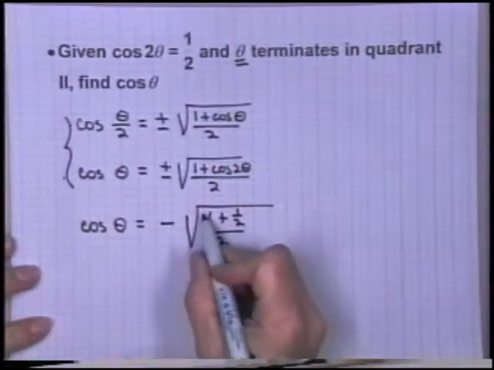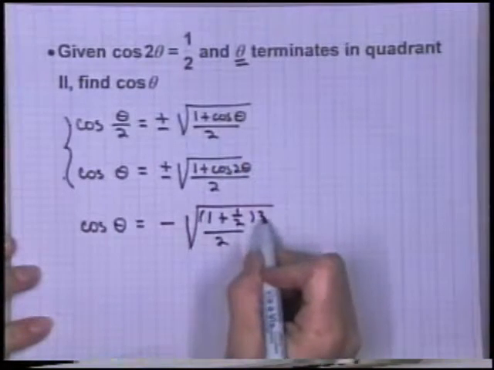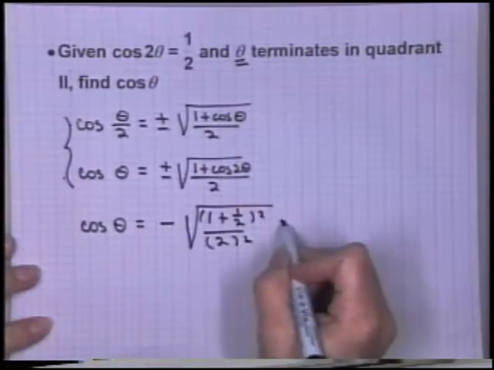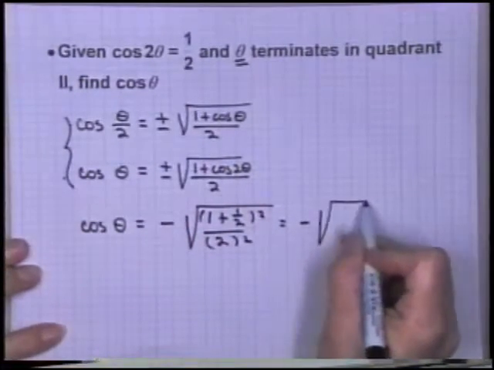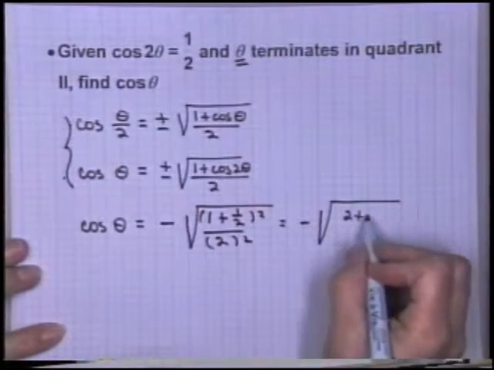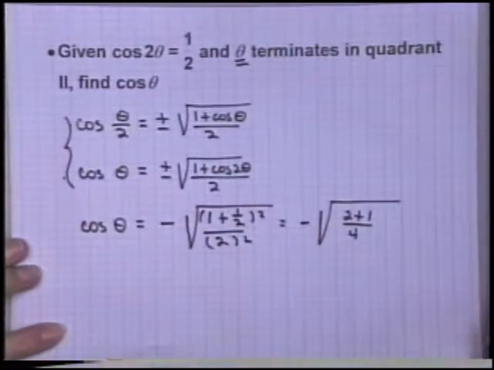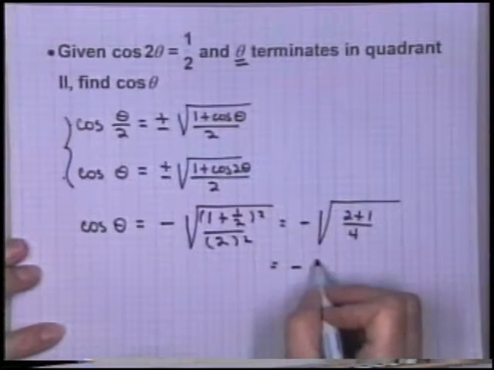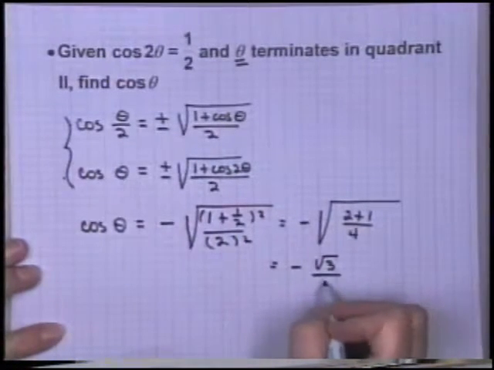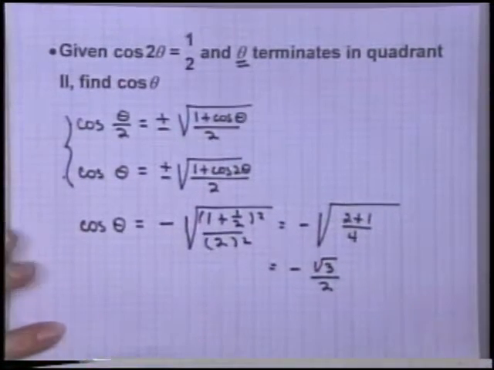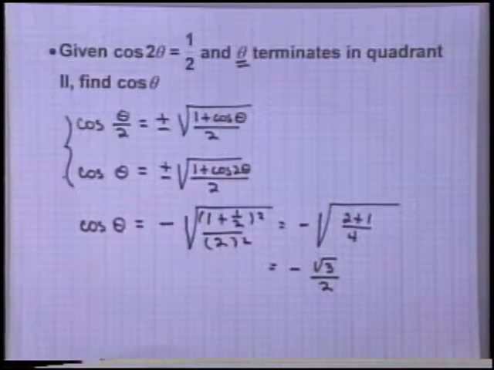And this is all divided by 2. Notice if I multiply numerator and denominator by 2, I get minus the square root of 2 plus 1 over 4, which is minus the square root of 3 all divided by 2 if I take the square root of that 4. Do you see how we got down to this answer, minus the square root of 3 over 2? And we got there using the half angle identity.